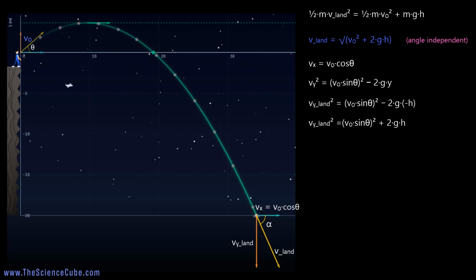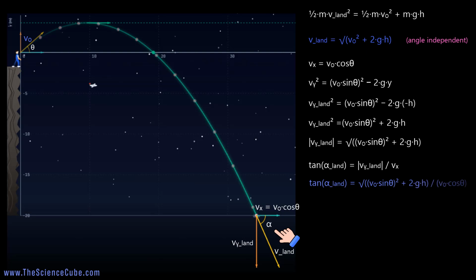So, the absolute value of Vy land equals the square root of v naught sine theta squared plus 2 times g times h. The landing angle, measured below the horizontal, tan of alpha land equals the absolute value of Vy land over Vx equals the square root of v naught sine theta squared plus 2 times g times h, divided by v naught cosine theta.